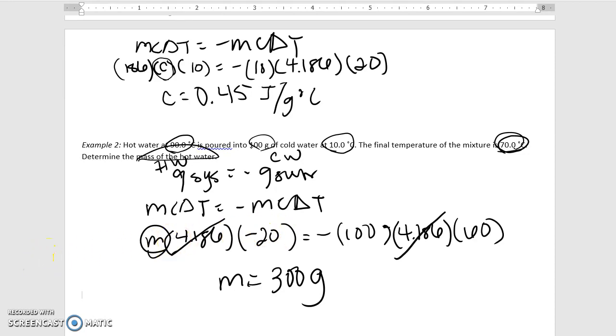All right, so you're going to try out some more problems like this in your homework and then in lab tomorrow to see if you understand how to do these calculations.